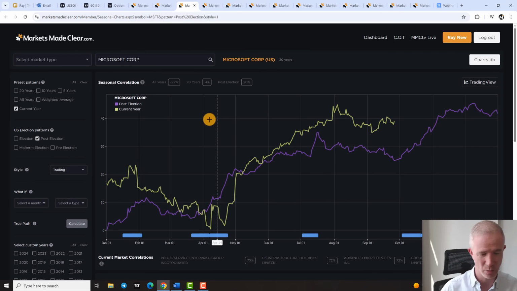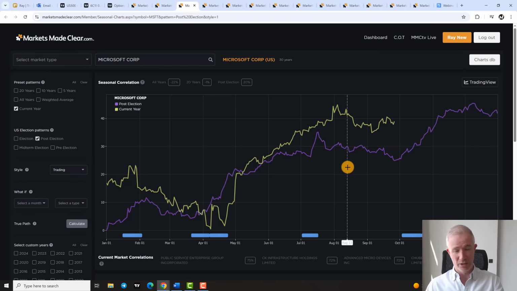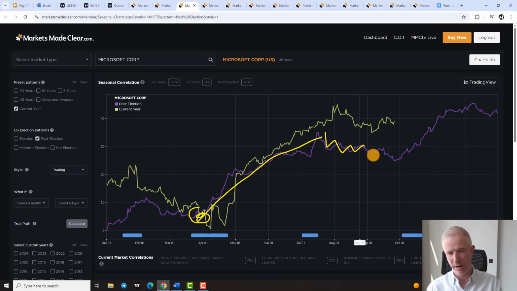Microsoft is one, and that's the one I've shared the screenshot of. You can see the market. We got the low. We're following the pattern, a nice little corrective area.